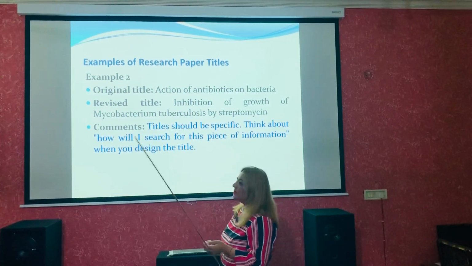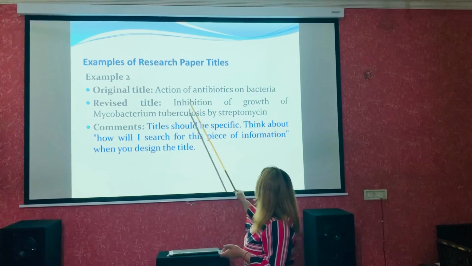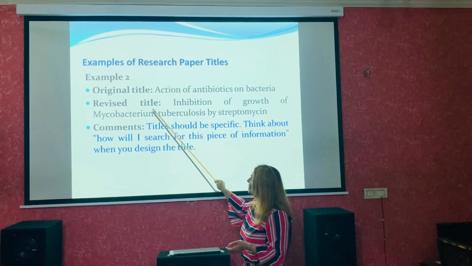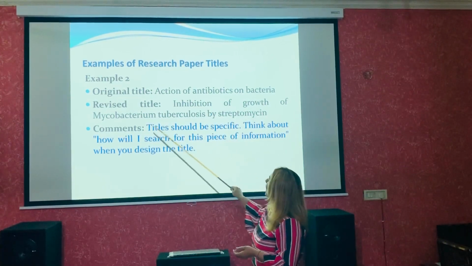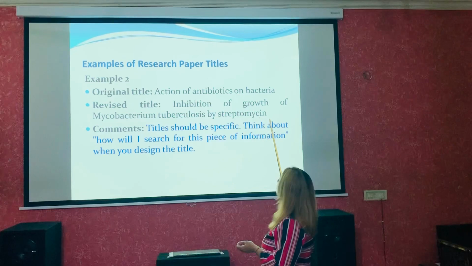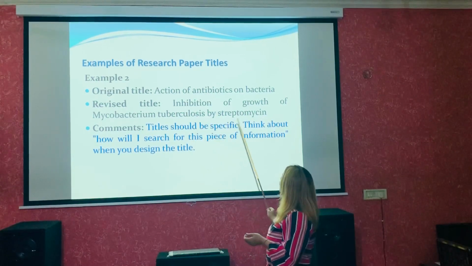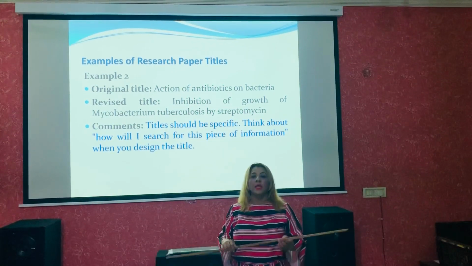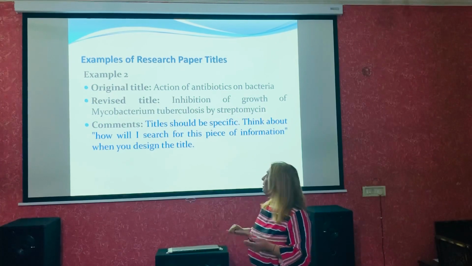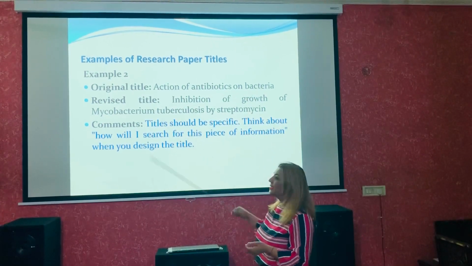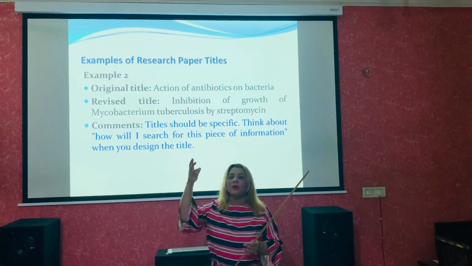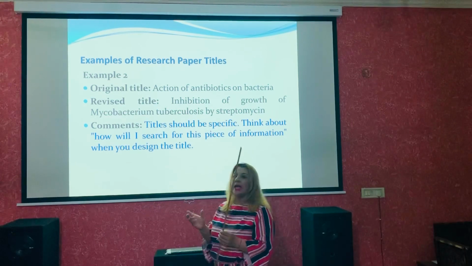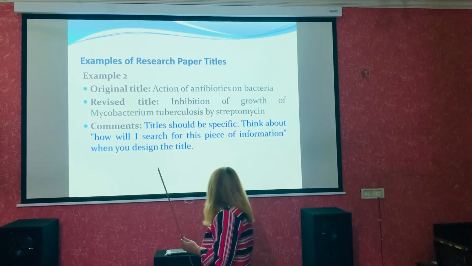You can see, sometimes people simply write one line, like I have mentioned in the original title: action of antibiotics on the bacteria. And here is the revised title, and this is the best one: inhibition of growth of Mycobacterium tuberculosis by streptomycin. You see, the title should be specific. So think about how you will search for this piece of information when you design the title. If I simply write action of antibiotics on the bacteria, I can get a lot of material related to the field. So I need to be specific also. So you need to design your title in the same way.